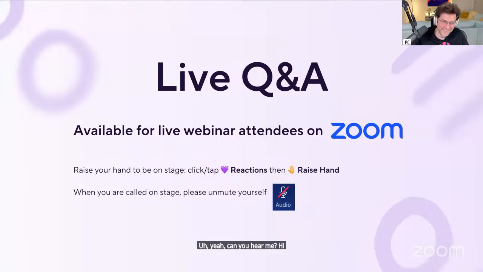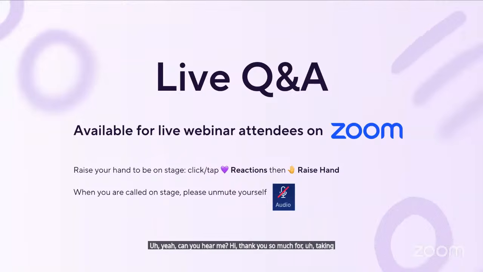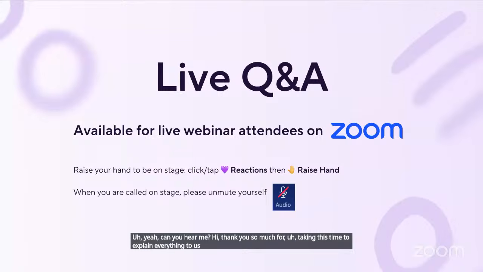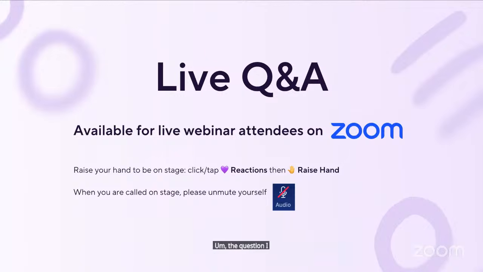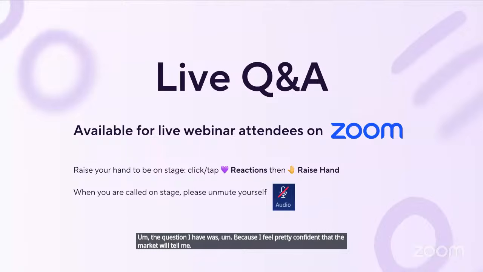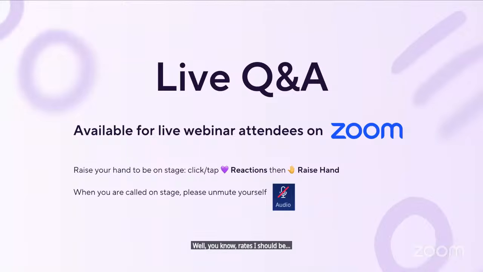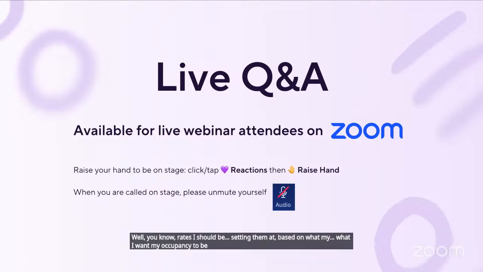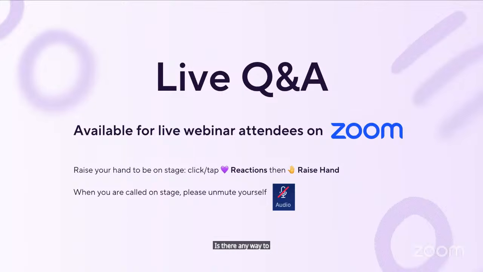Hi, thank you so much for taking this time to explain everything to us. Really, really appreciate it. I know it's very confusing for a lot of people. The question I have was, because I feel pretty confident that the market will tell me what rates I should be setting based on what I want my occupancy to be, is there any way to opt out of Hospitable raising all of my rates by the 18%?